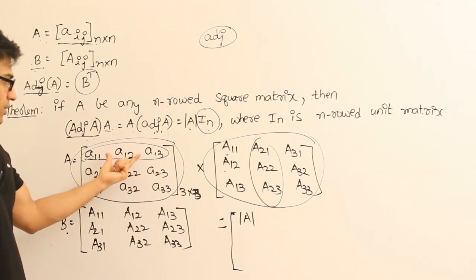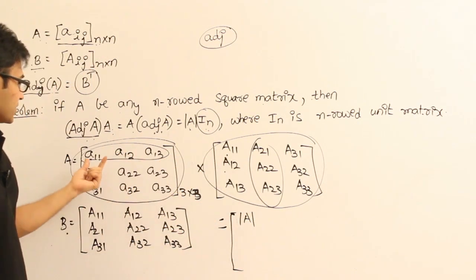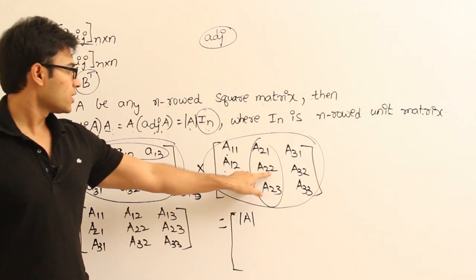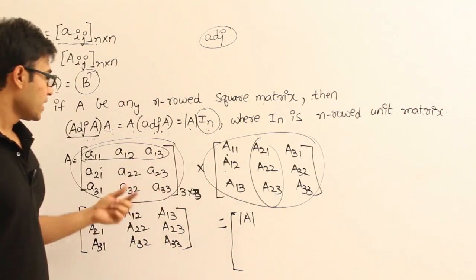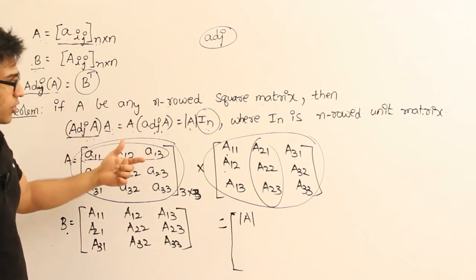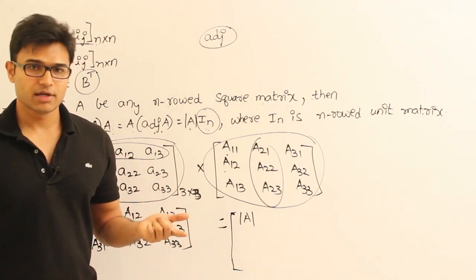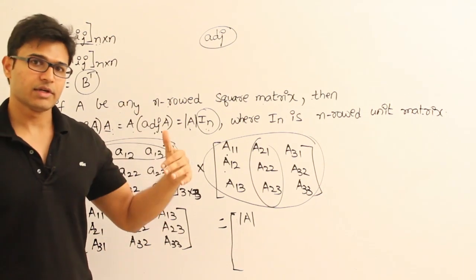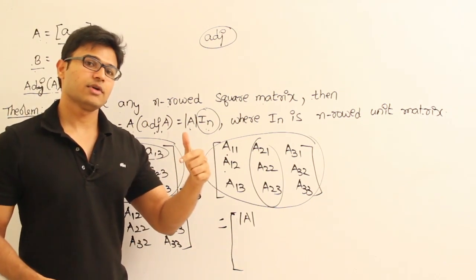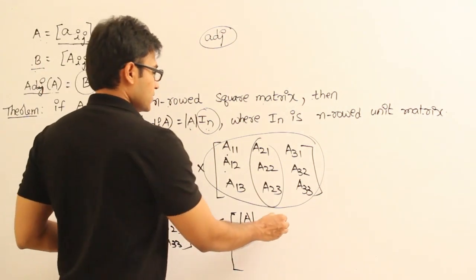And now if you look at this one, the next element, 1 2, you have to take the first row and second column. It is nothing but A11 multiplied with A21, A12 multiplied with A22, A13 multiplied with A23, which is nothing but multiplying all the elements of a row with the corresponding cofactors of another row and then adding them up. By definition we know that it is 0, right? So whenever you multiply the elements with the corresponding cofactors of a different row, it is going to give you 0. So here it is going to be 0.